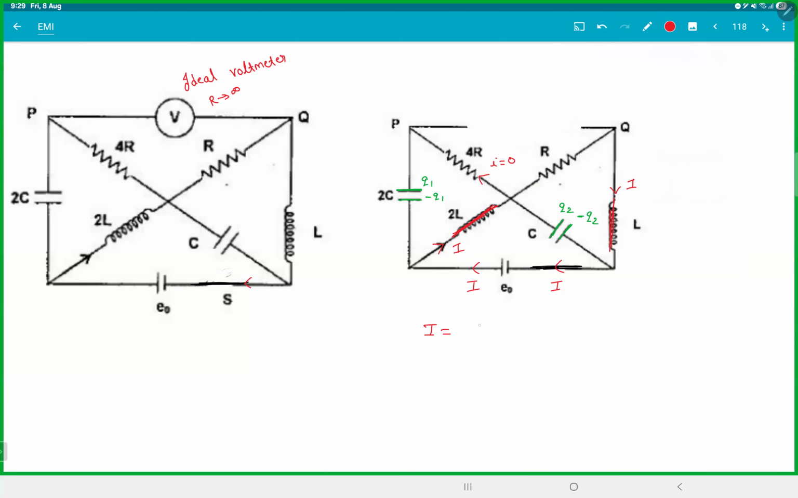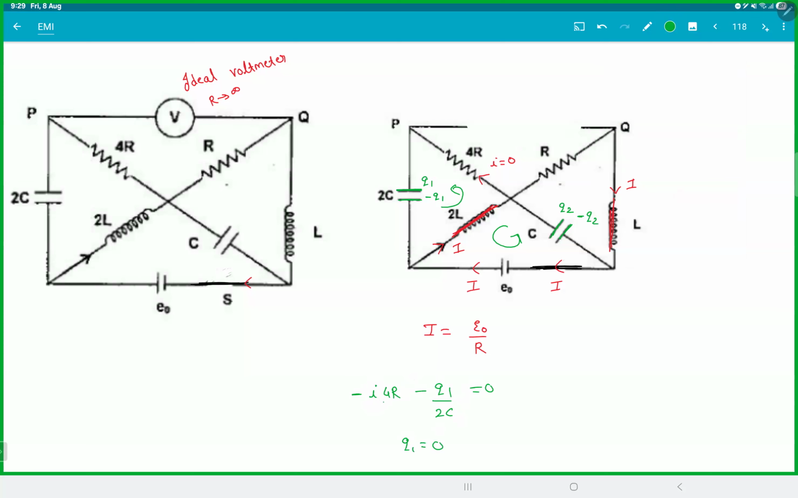I is nothing but V by R. There is only one resistor. And what about this capacitor? Apply Kirchhoff's law. Take this loop and take this loop. So if you go in this loop, you will get nothing. There is no voltage there. So you'll get small I into 4R minus Q1 by 2C is equal to 0. But I is 0.